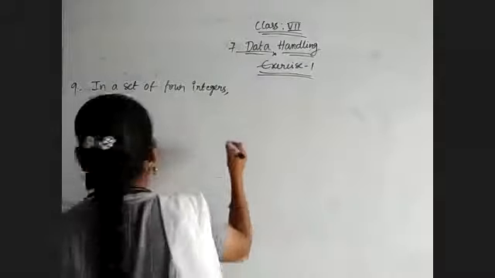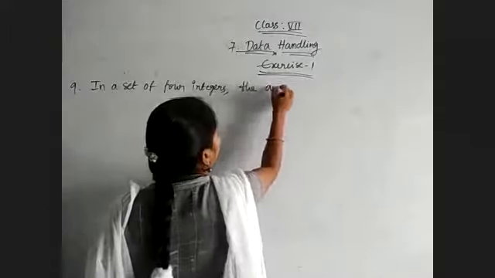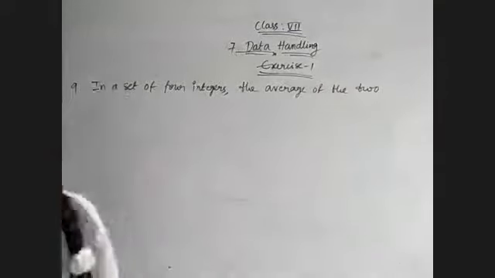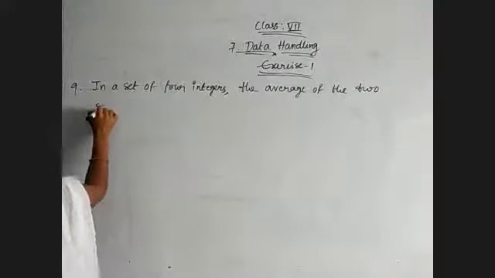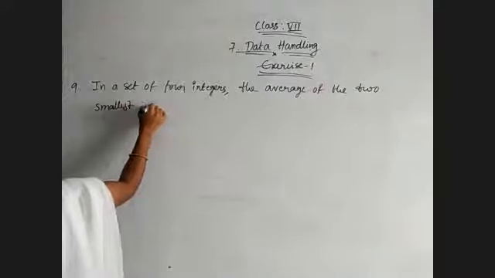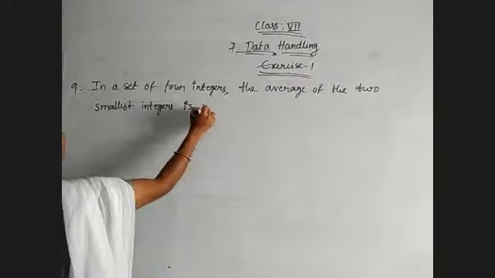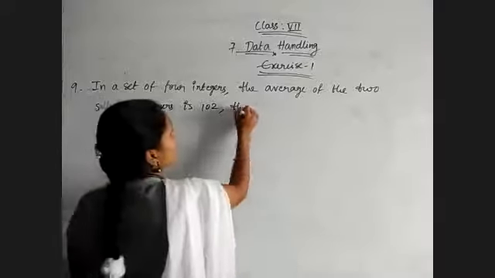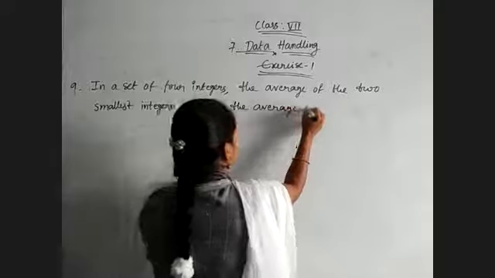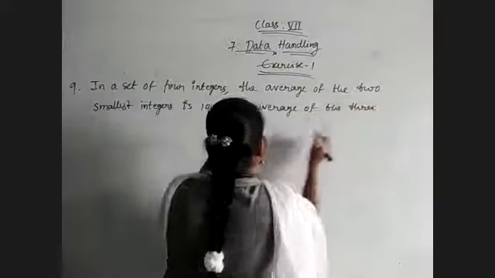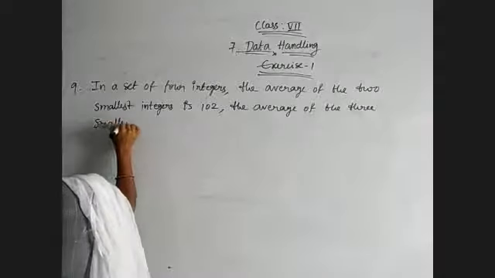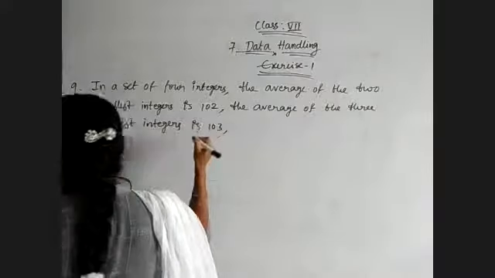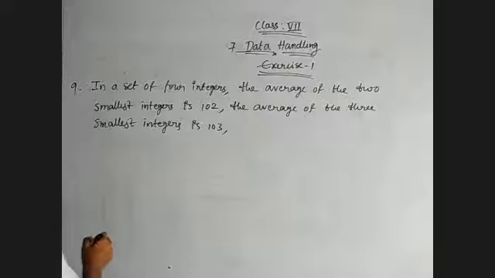The average of the two smallest integers is 102. The average of the three smallest integers is 103. The average of all four is 104.